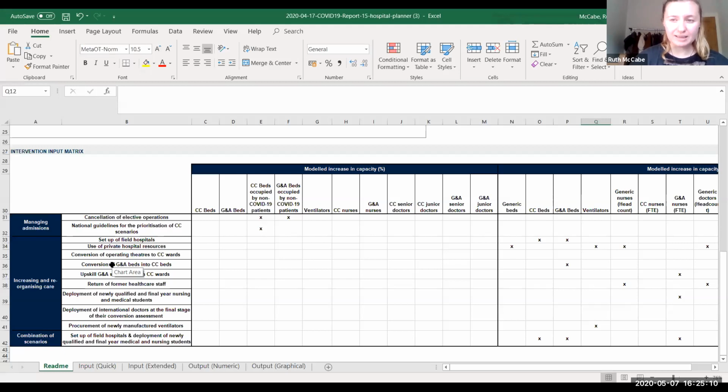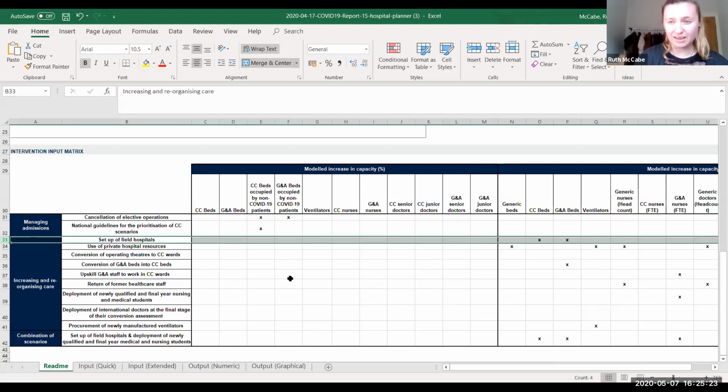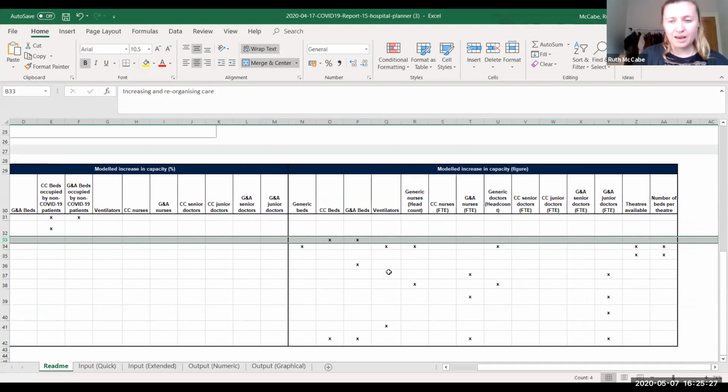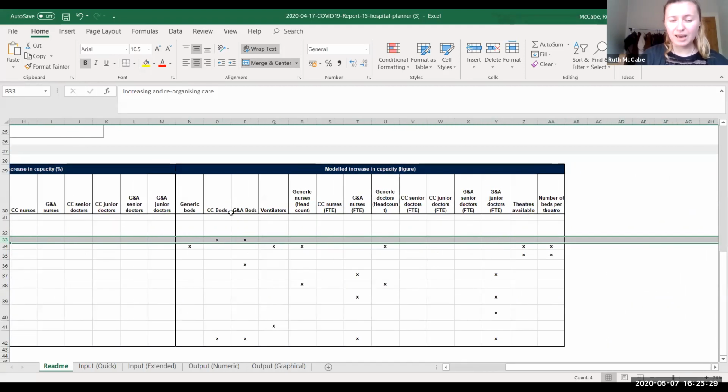Okay, so what exactly would I need to do to be able to do this? So I'm going to go back to the README sheet because I'm going to have a look at the intervention input matrix. I find the relevant intervention in here on this left-hand side. I'm just going to highlight it so I can clearly see what I need to model. And the matrix is telling me, okay, I need to know the number of new critical care beds here and also the number of general and acute beds.